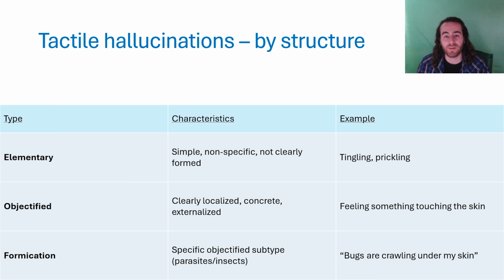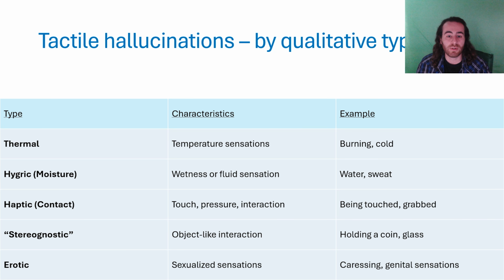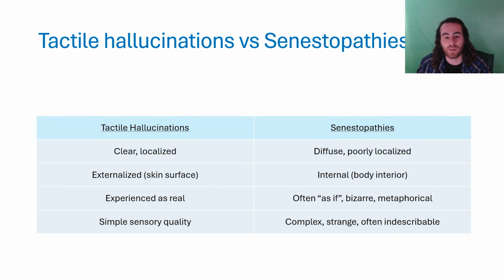We can see more specific types like formication, where we see tactile hallucinations that are experienced as bugs crawling under or on the skin. We most commonly see this with alcohol withdrawal in delirium tremens. We can also see different qualitative types of tactile hallucinations, ranging from thermal to haptic and to erotic. Compared to coenesthopathies, tactile hallucinations are experienced as perceptions coming from the external world. They have clearer localization and are of simpler sensory quality.